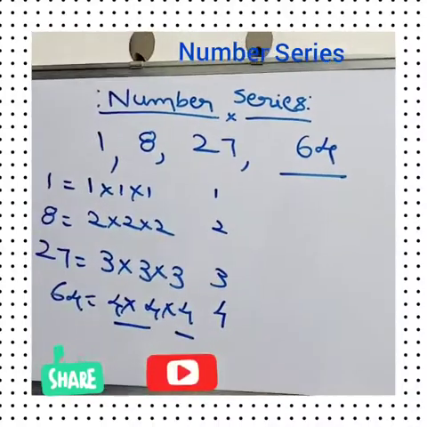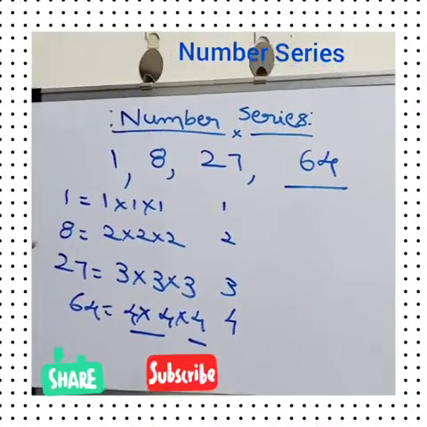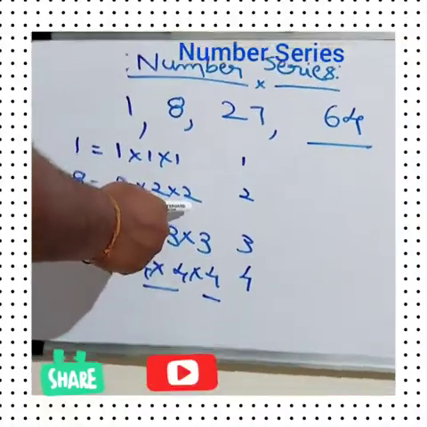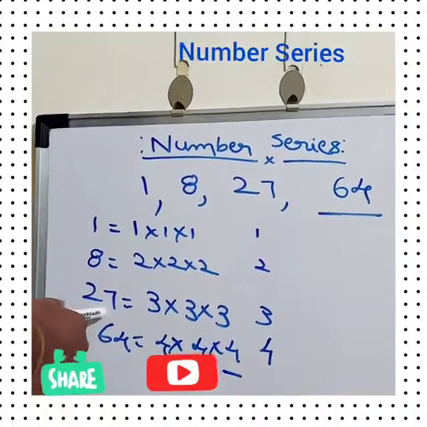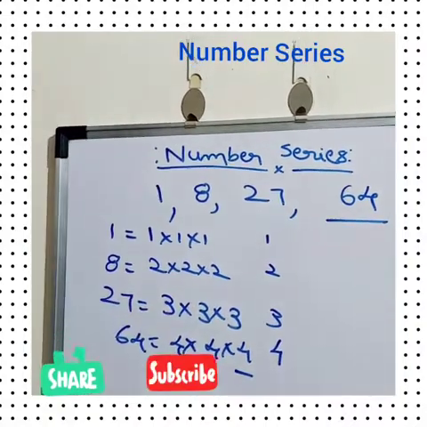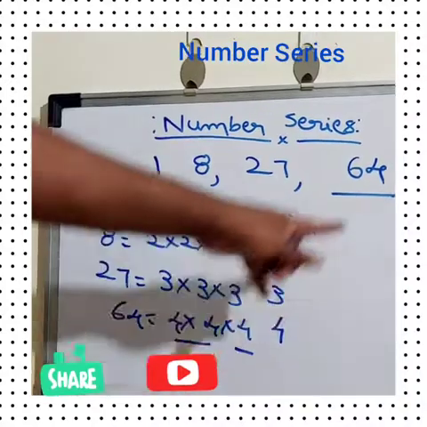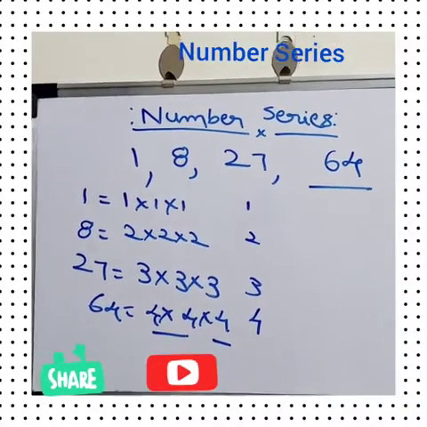So we need to find the logic. First we have to find the logic, because 8 is formed when you multiply 2, 2, 2. Similarly, 27 is formed by 3, 3, 3. Similarly, the next number should be the multiplication of 4 three times. So the answer is 64.